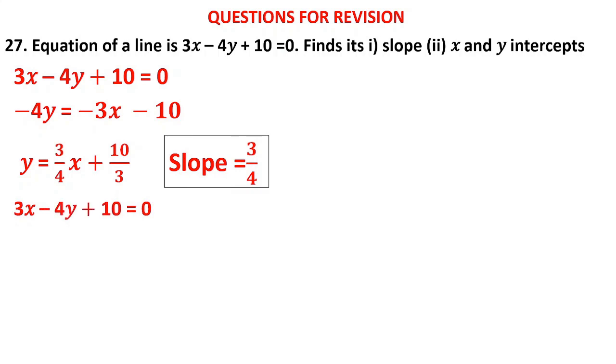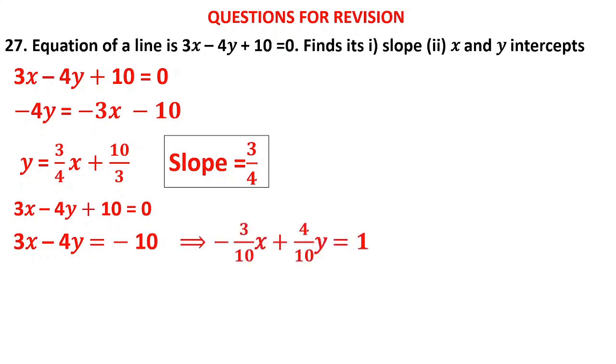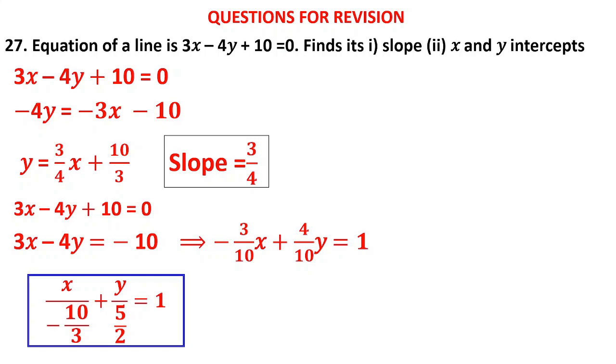Take the second equation now, that same equation once again: 3x minus 4y plus 10 is equal to 0. How to convert it into intercept form? Push the constant to the right hand side. Now make the right hand side as 1. Divide throughout by minus 10. Now you will get x upon minus 10 by 3 plus y upon 5 by 2 is equal to 1, because 4 by 10 is 2 by 5. It will come in the denominator, so it will become 5 by 2.